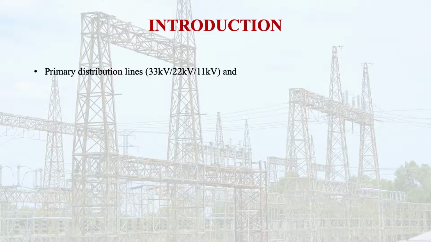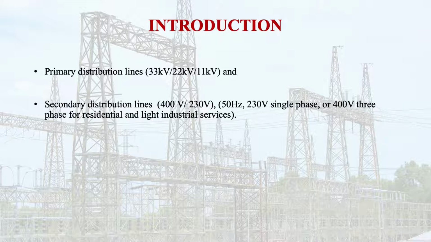So what is distribution network? In the distribution network, there are two main distribution network lines: primary distribution lines and secondary distribution lines. Primary distribution lines are at 33 kV, 22 kV, 11 kV, and secondary distribution lines at 400 volt, 230 volt. These secondary distribution lines are at 50 hertz, 230 volt single phase or 400 volt 3 phase for residential and light industrial services.